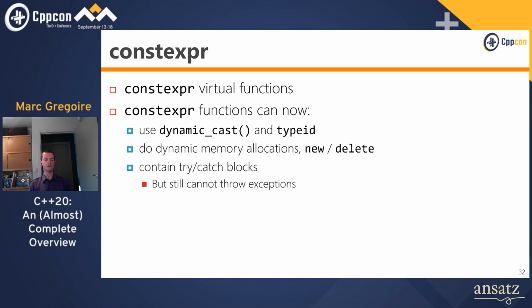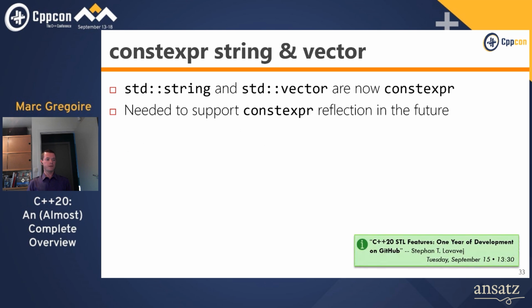And also anything that you allocate in your constexpr function, you need to make sure that you deallocate it in the same constexpr function. And finally, try-catch blocks are now allowed, but a constexpr function is still not allowed to throw exceptions. So it has to catch all the exceptions that could be thrown. And with all these changes, it was possible to make both string and vector constexpr. So now you can use string and vector in your own constexpr functions. And this is the first step to, at one point, support constexpr reflection in the future. There is a session on Tuesday by Stefan that will go a little bit deeper on this topic.